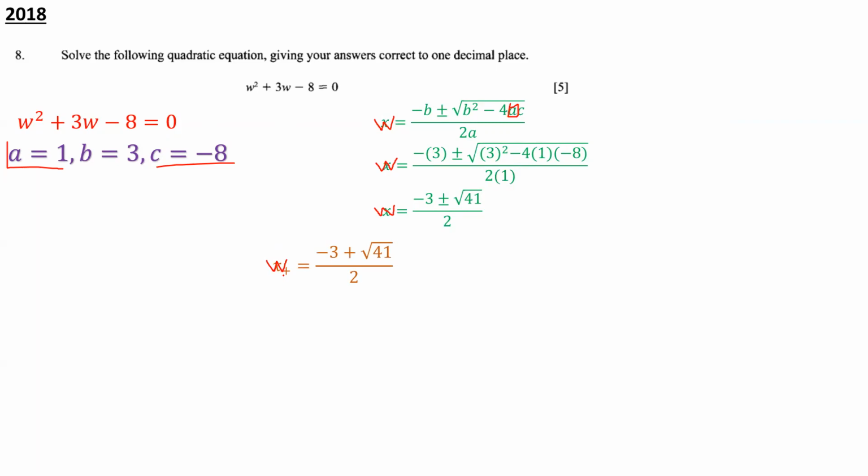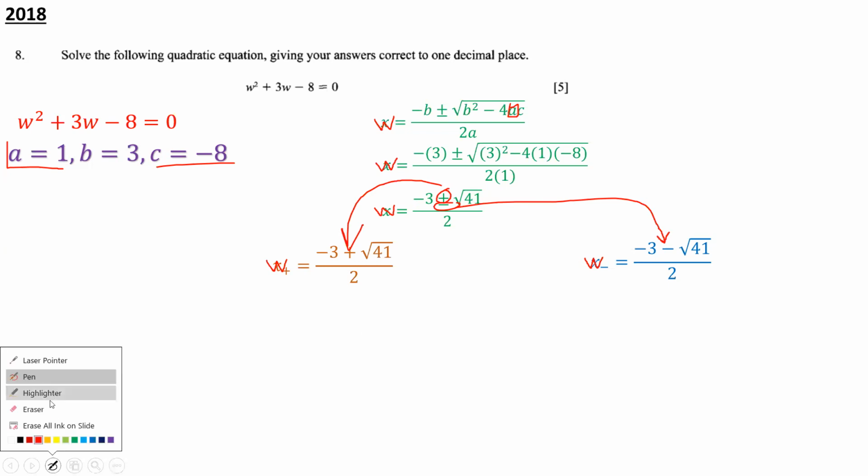What is W positive? Well, W positive is going to be -3 plus the square root of 41 all over 2. And then W negative, again, it's supposed to be W, because remember our variable is W. It's going to be -3 minus the square root of 41. So in this case, we choose the positive for that one. And in this case, we choose the negative. Remember, it is plus or minus. So let's look at the positive side of things.